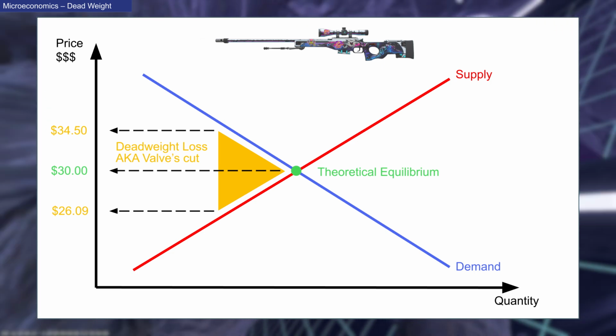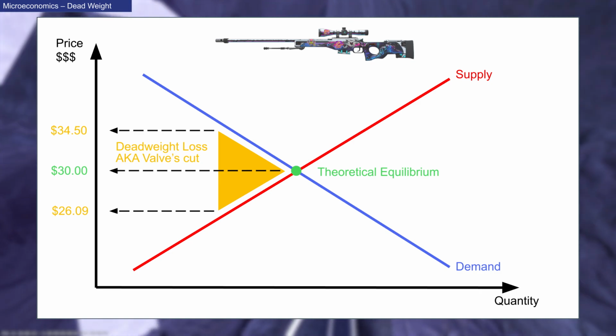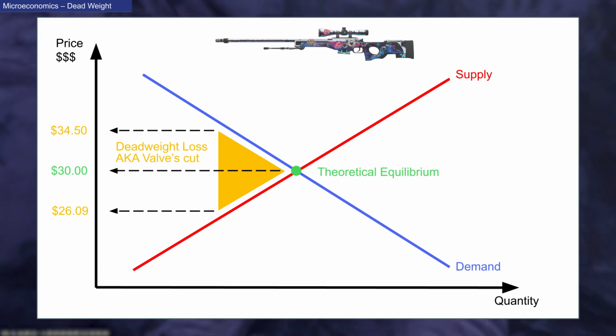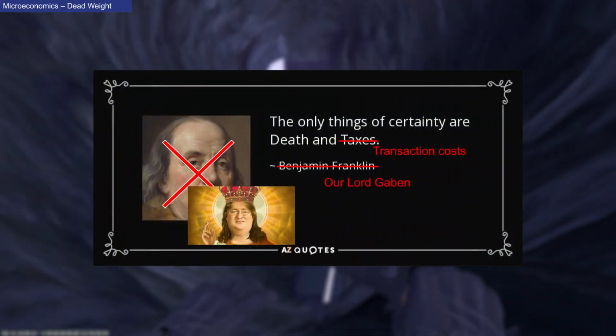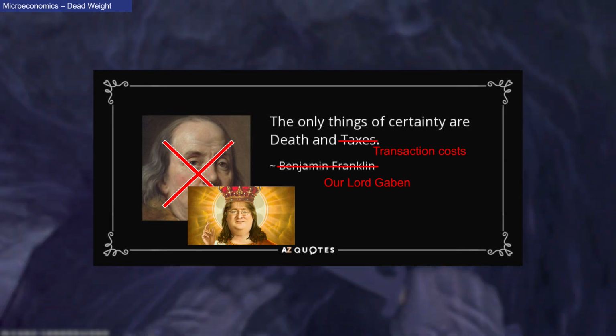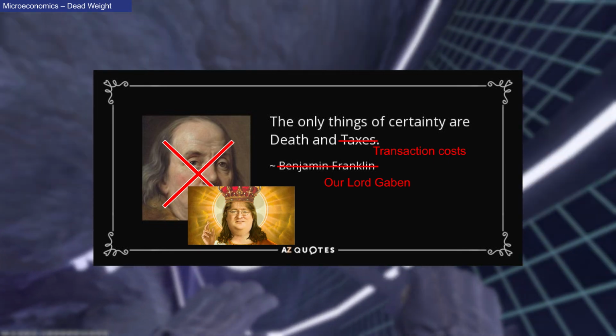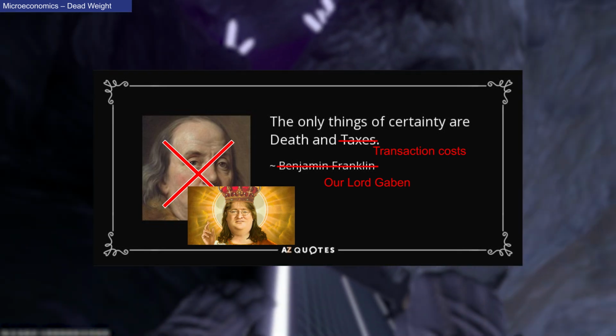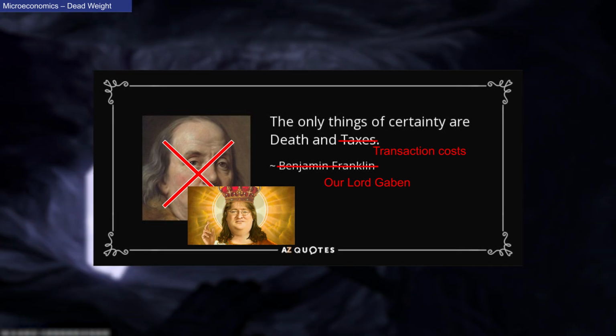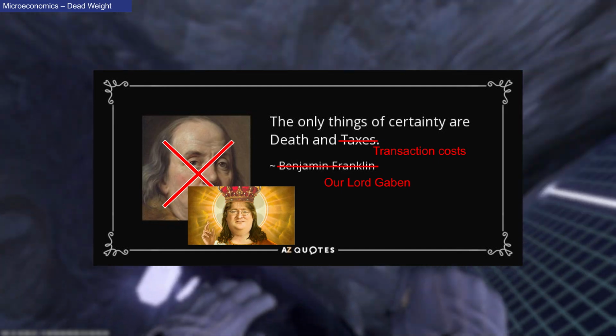The deadweight loss represents a loss for both the seller and the buyer, but it allows Valve to take their cut. In real life, tax is the most common example of this. However, in both real life and for Counter-Strike, some moderate amount of deadweight loss is necessary. In real life, countries need to build roads and keep public facilities open, and for Counter-Strike, Valve needs to make money to keep the game running.